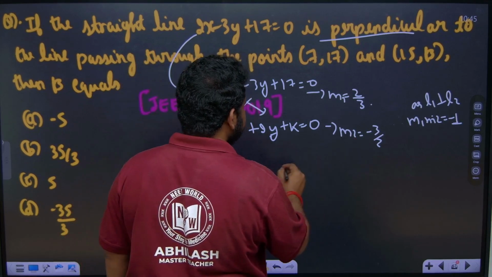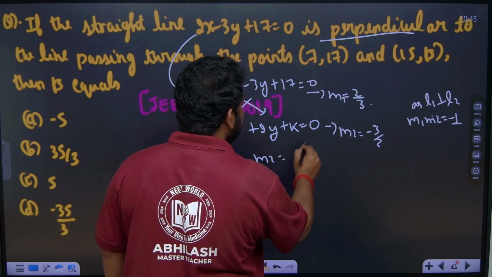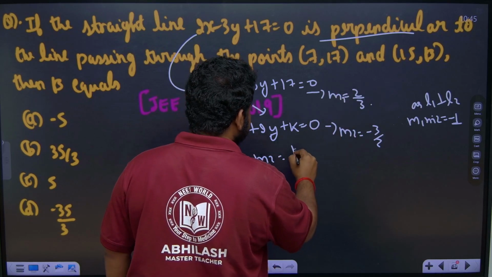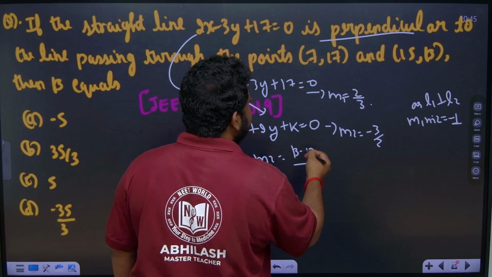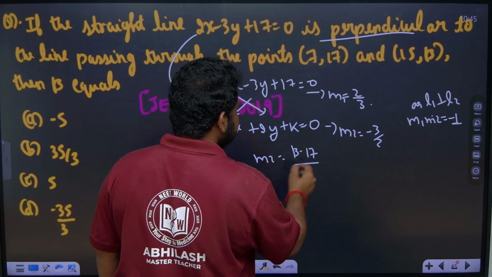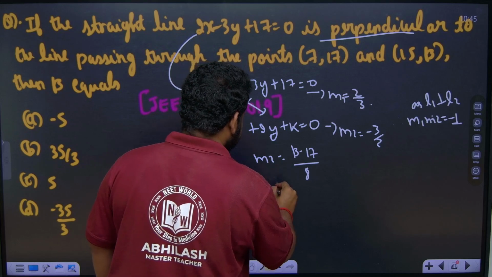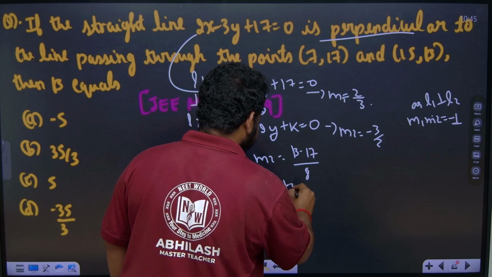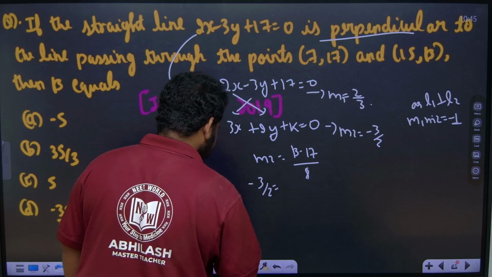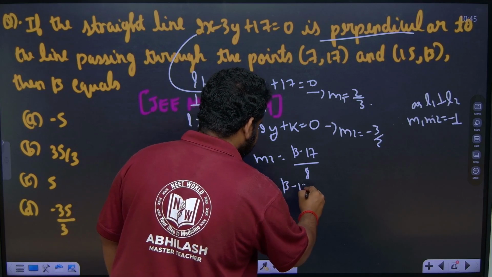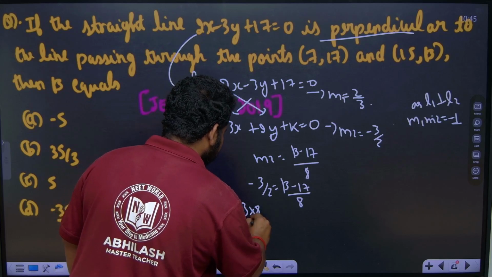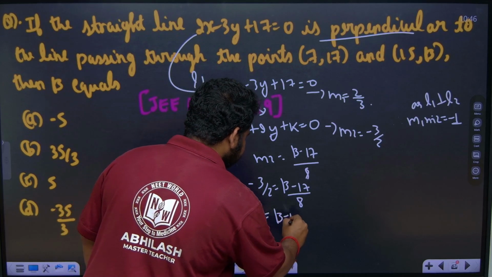This m2 is nothing but what? M2, this slope, is equal to (y2 minus y1) by (x2 minus x1). y2 minus y1 is beta minus 17, by x2 minus x1, 15 minus 7, which is 8. So m2 is minus 3 by 2, and minus 3 by 2 is equal to beta minus 17. This is beta minus 17, not 13. So beta minus 17 by 8. So minus 3 into 8 by 2 is equal to beta minus 17.